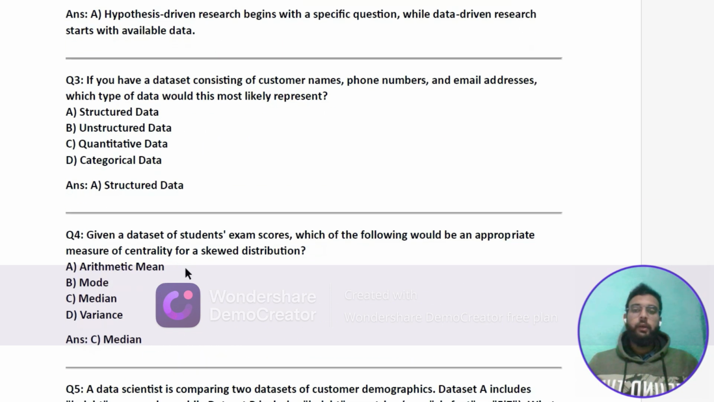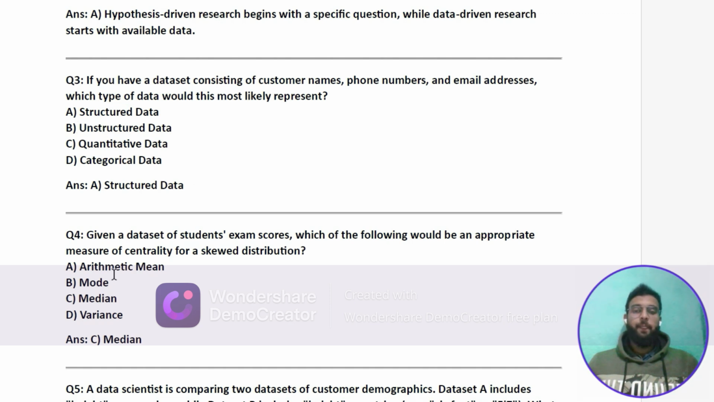So our third question is, if you have a data set consisting of customer names, phone numbers, and email addresses, which type of data would this most likely represent? A, structured data, B, unstructured data, C, quantitative data, or D, categorical data. So the correct answer is A.